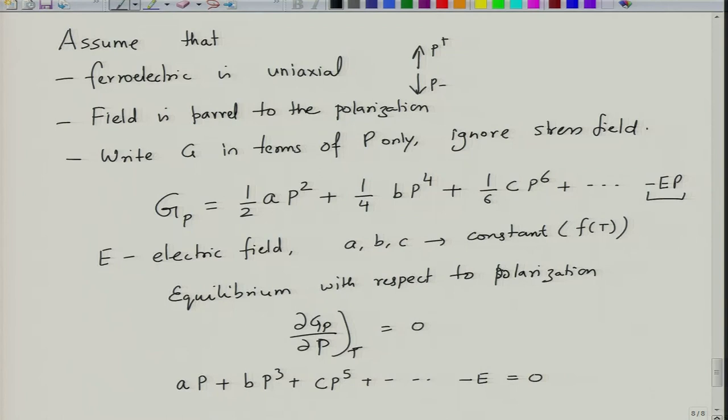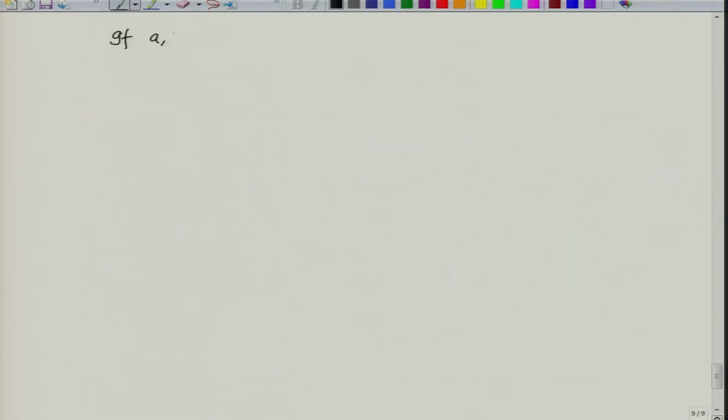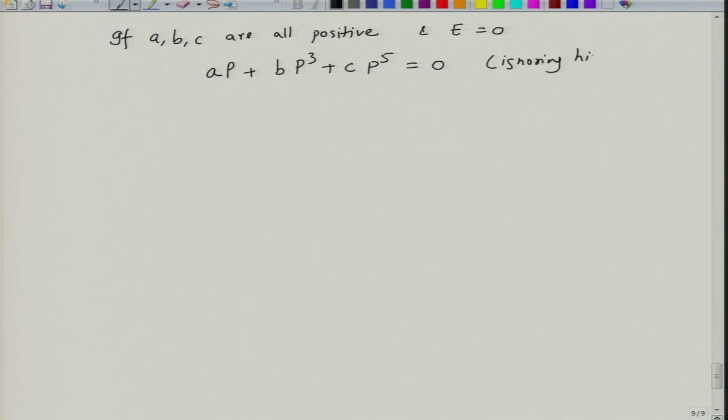So assuming that first, if A, B, C are all positive, okay, because we do not know the value of A, B, C yet. So we are saying that right now, assuming that A, B, C are all positive, and let's say E is equal to 0, then we can say that AP plus BP cube plus CP5 is equal to 0, ignoring higher terms, okay, and that's okay if we assume the change in the polarization is small, and as a result higher order terms will not play a significant role.